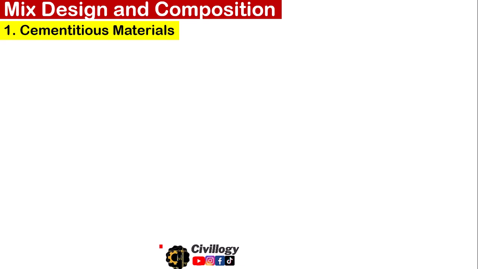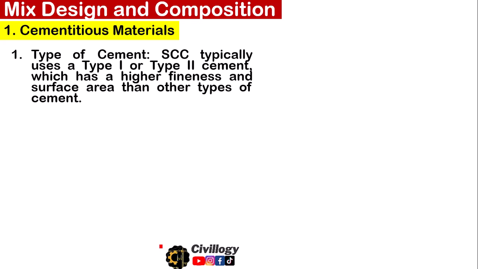Now let us discuss the composition one by one. The first one is cementitious materials. The type of cement used in self-compacting concrete is typically type 1 and type 2 cement, which has a higher fineness and surface area than other types of cement.